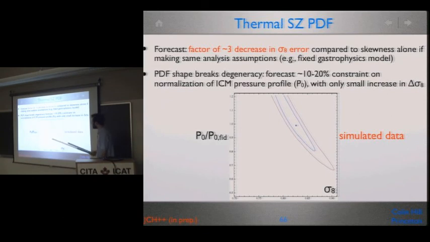And then I think what's more cool is that it really does let you break this degeneracy between the gas physics and the cosmology. So just letting that overall pressure amplitude float again, in addition to sigma 8, you can constrain these two things simultaneously, the pressure to something like 10 or 20%, and sigma 8 almost still to the percent level at the same time.